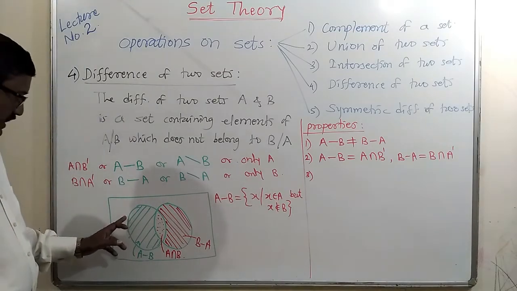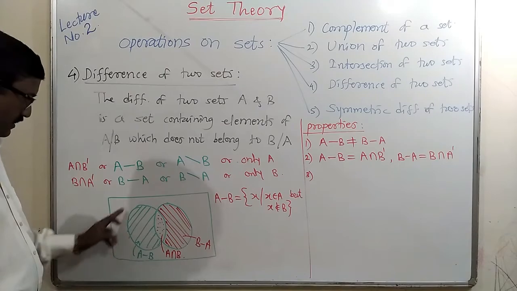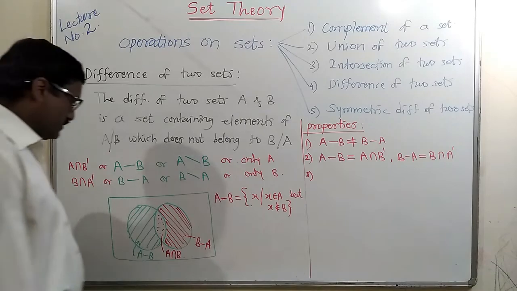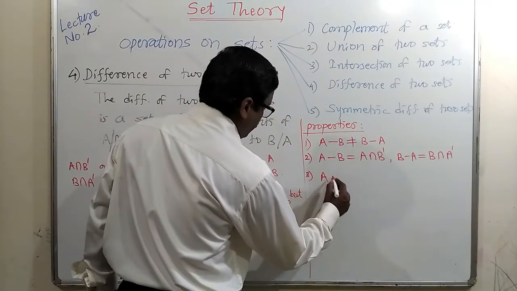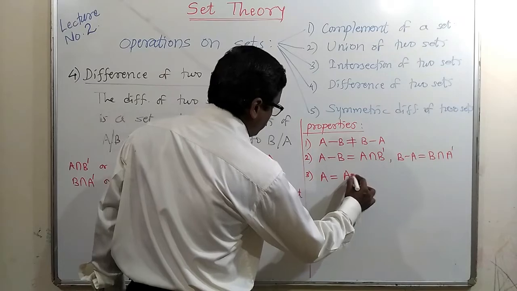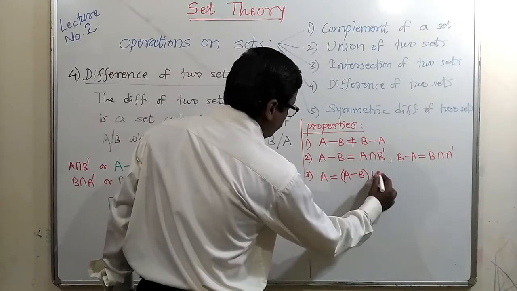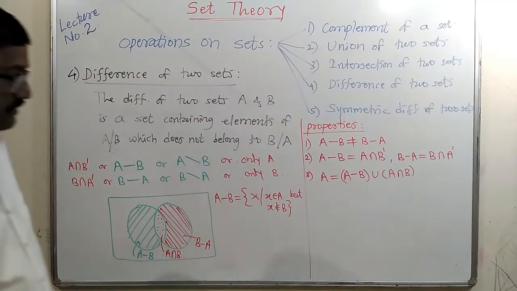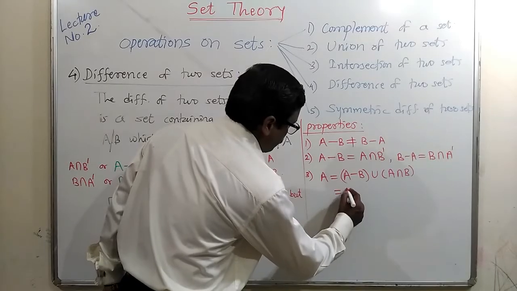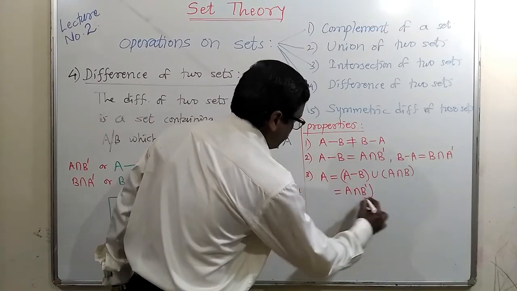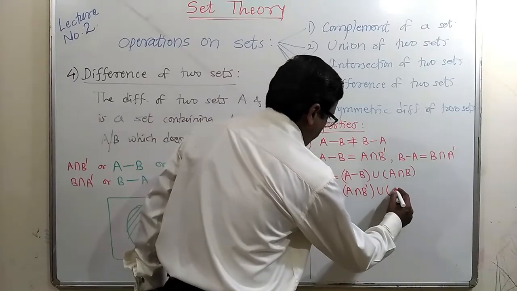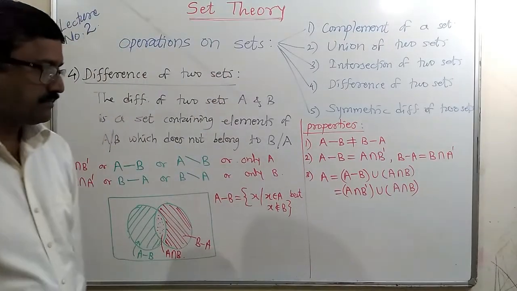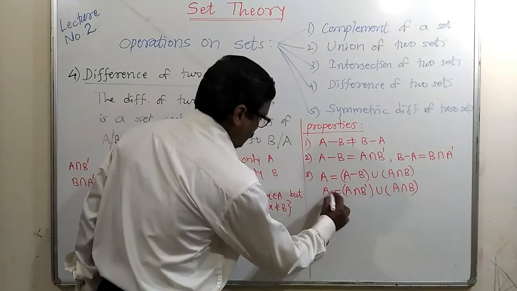Then third one, this whole set A is nothing but A difference B and the union with A intersection B. Therefore, set A is equal to A difference B and its union with A intersection B. In other words, also we can write this as A is equal to A intersection B complement union A intersection B. This is set A.